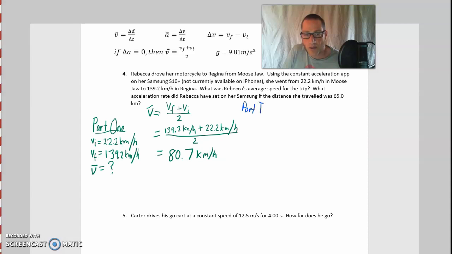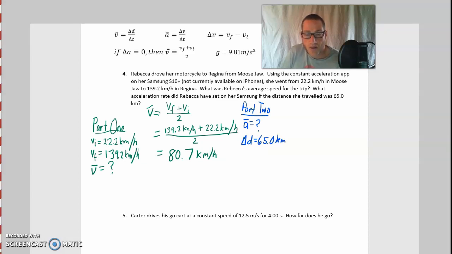And if you're doing this on your page, hopefully you've written really small so that you have room for this one, because this takes a little bit more room. What is the acceleration rate? So we're asked, so we know all the other things like VI, VF, and now V bar, but we're asked to say what is the average acceleration. And we're given a little bit more information. That's delta D, and that's 65.0 kilometers.